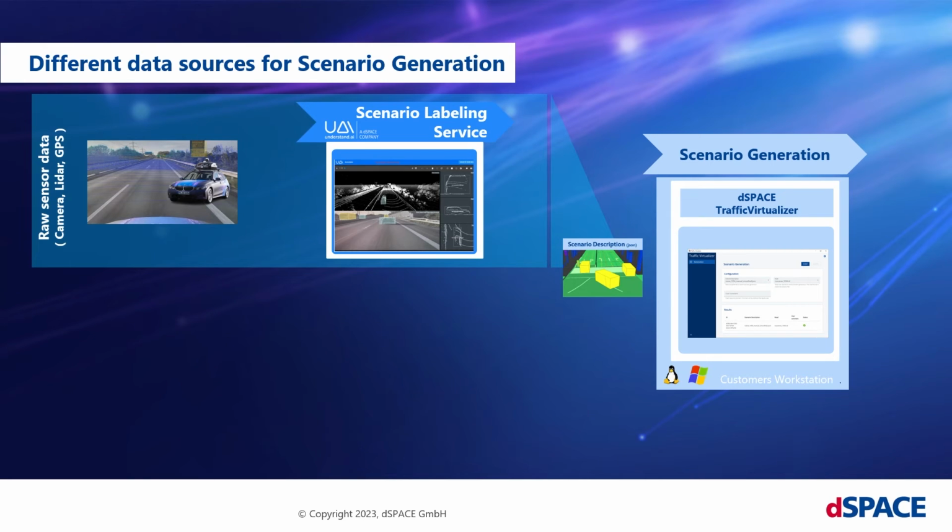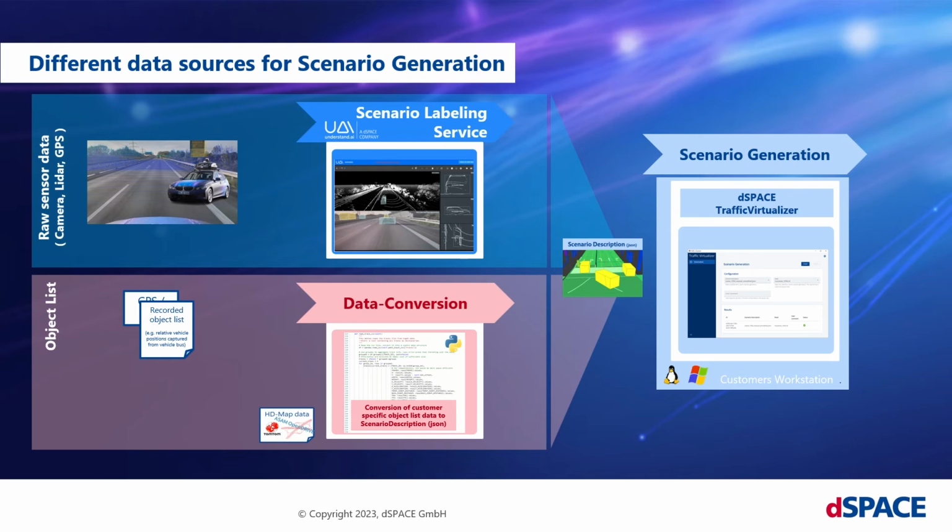On the other hand, our customers typically also process object list data generated by the onboard perception. So if you record the data, for example, from the vehicle bus, conversion scripts are applied to bring the data into a unified format to be processed by the Traffic Virtualizer, and then we can make a scenario out of it. This can be done completely independent from dSPACE, as the tool can run on your premises. With this method, also other data like drone recordings can be processed.